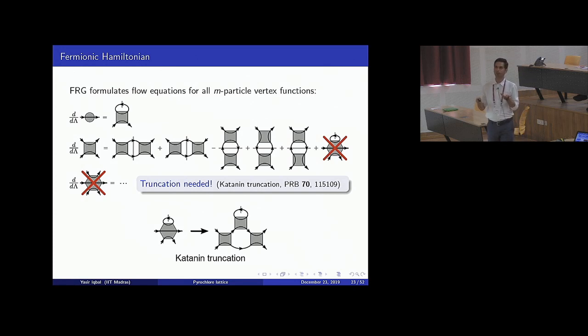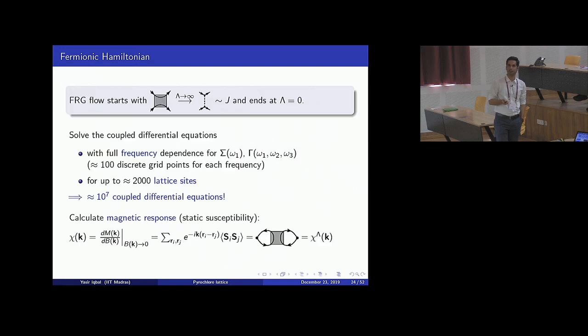So what we do is to discard the three particle vertex, not completely, but Katanen actually gave us a scheme of how to preserve the Ward identities or the conservation laws much better. So we take into account the self-energy corrections, which are completely fed back into the equations. So when you truncate it, it's a closed system of equations, in the sense that the self-energy is completely fed back into the truncated system of equations.